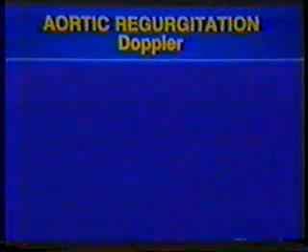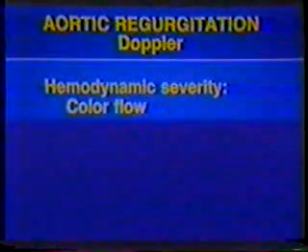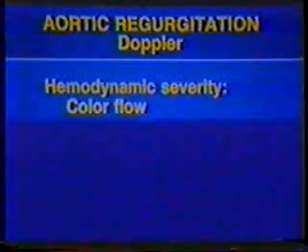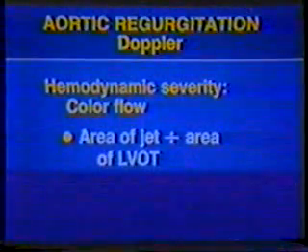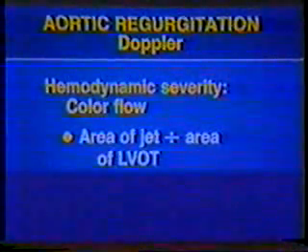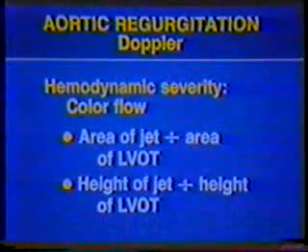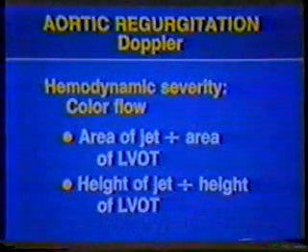Doctors Perry, Helmke, and Nanda from the University of Alabama, Birmingham have proposed a method for categorizing the degree of aortic regurgitation by color flow imaging. They assess the degree of aortic regurgitation by measurement of the color jet and the left ventricular outflow tract. In the peristernal short-axis format, they measure the area of the jet and divide this by the area of the left ventricular outflow tract. In the peristernal long-axis orientation, they measure the height of the jet and divide this by the height of the left ventricular outflow tract.